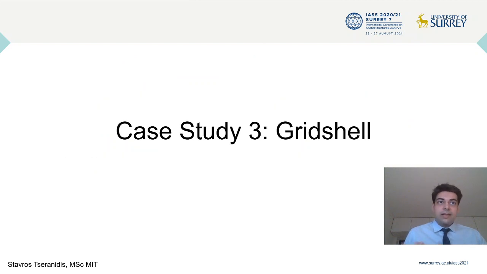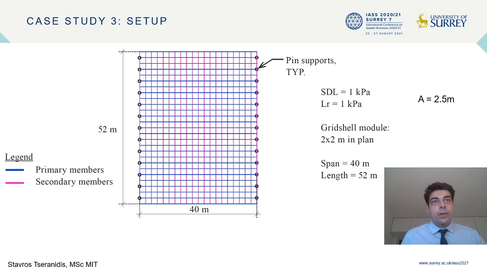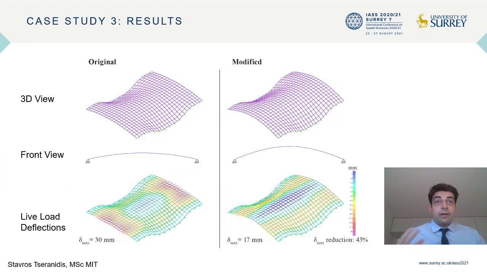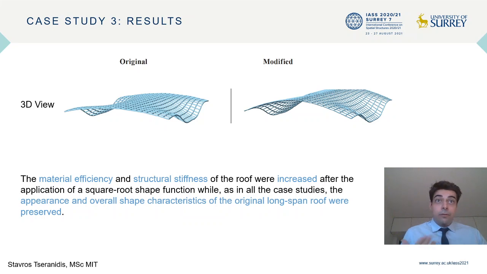Another case study is for a different structural system, the grid cell, which I just wanted to test to see if it can perform in different structural systems. So this system works through moment connections between two layers, while the other was an axial-only truss. The span was the same, and the results were again very good in terms of deflection, moments, and steel quantities. And the overall shape, as you can see here, and you can see some more views in the paper, is preserved.